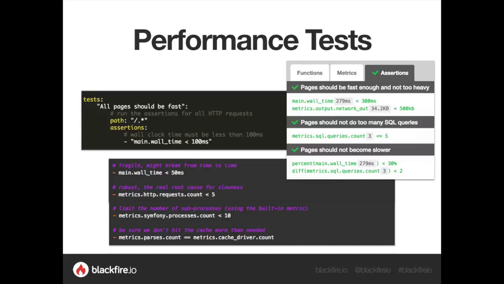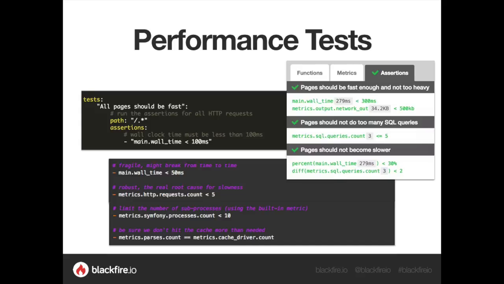So the first step is the code. That's why you need to install a small PHP extension on your servers, and that's the only thing you need to do to be able to write performance tests. And then you can write things that you can see on the screen. So for instance, I can say, I don't want the wall clock time, so the time it takes for PHP to actually render a page, to be more than 300 milliseconds, for instance. Or I don't want the network out, so the response size, to be more than half a megabyte. Things like that.